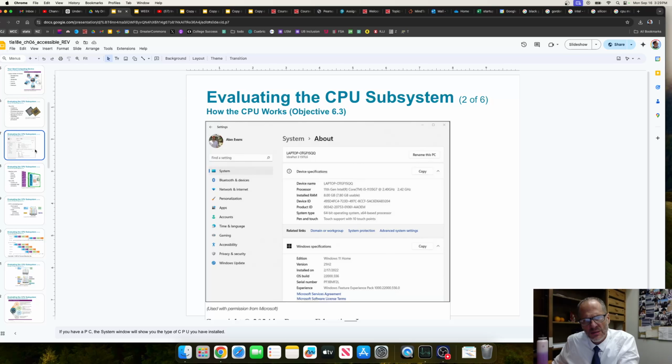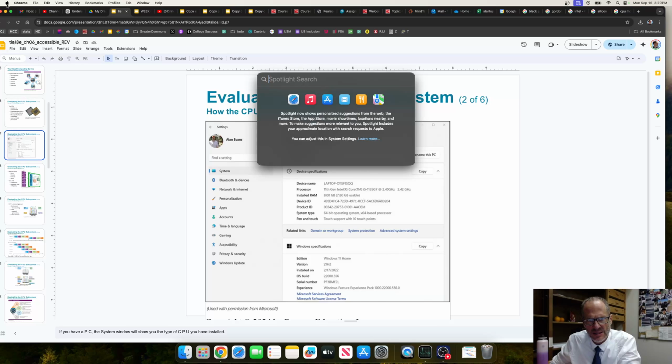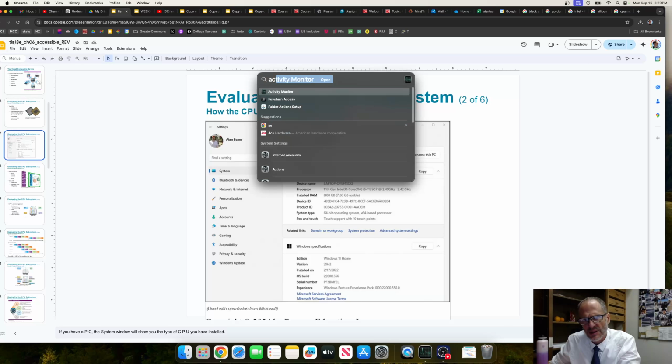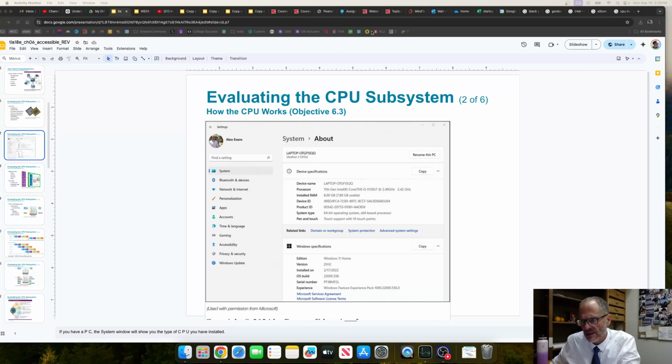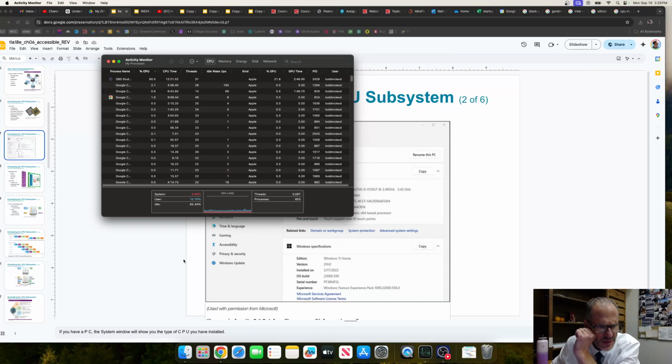You can learn about how your computer is operating by looking, here in Windows, at About Your System. On a Mac, I could come to the Spotlight Search, and I think it's called Activity Monitor. There it is, and I could launch the Activity Monitor. Let me bring it over to where I'm recording. It shows me that right now my system is using 5% of my CPU, and the user, me, I'm using 8% of the CPU. For a total, about 85% of my CPU is idle.